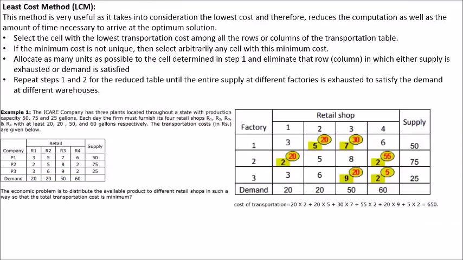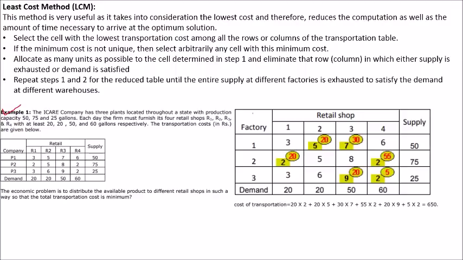Least cost method. In this the approach is slightly different. In the previous method we allocated to the northwest cell, but here we are going to allocate to the least cost cell. The same problem is taken as an example.